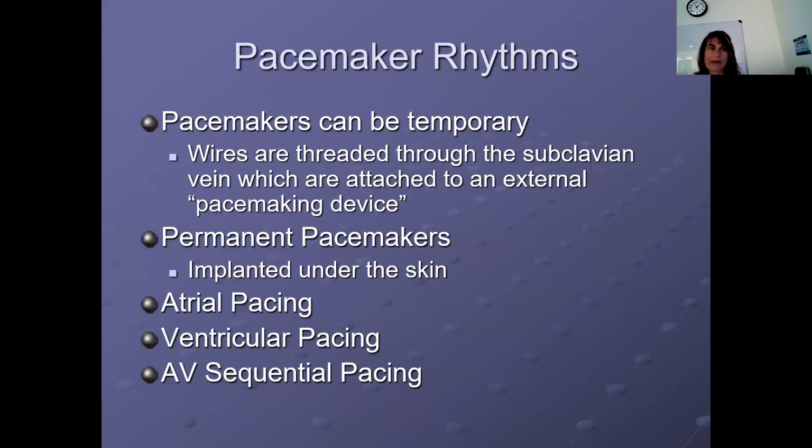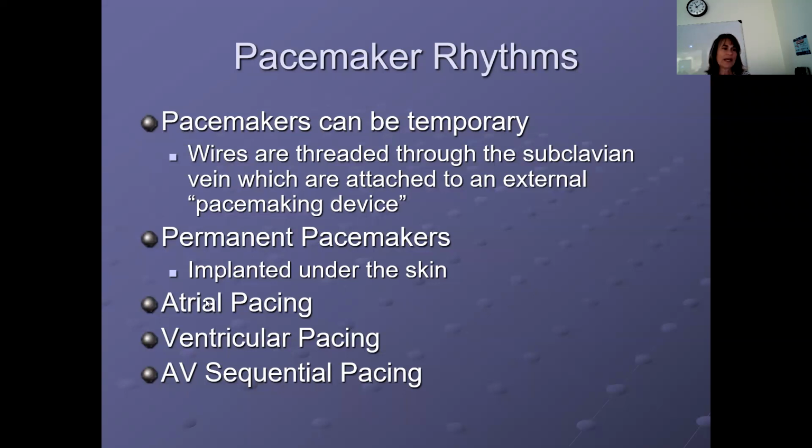All right, we'll talk about pacemaker rhythms. It says pacemakers can be temporary, and we already talked about having wires threaded through the subclavian vein. Then the pacemaking device will give the signal to the heart to depolarize. Permanent pacemakers are implanted under the skin. Then there's atrial pacemakers that stimulate just the atria, because there's nothing wrong with the AV node sending the impulse down to the ventricles. So we don't need a pacemaker to do that. We just need it for the atria.